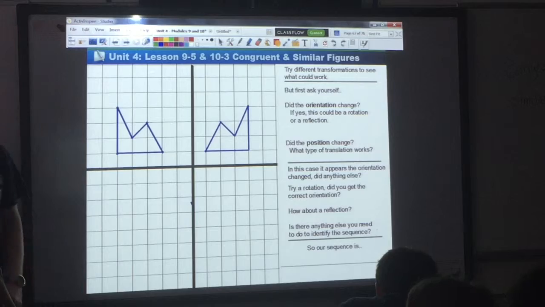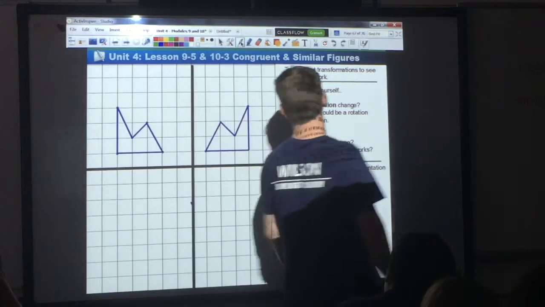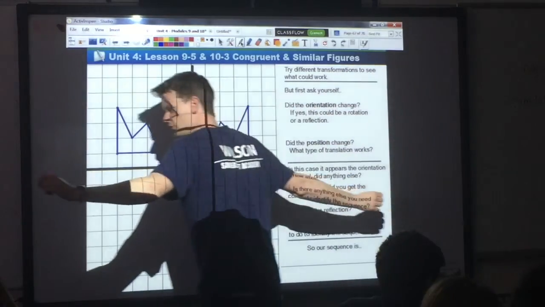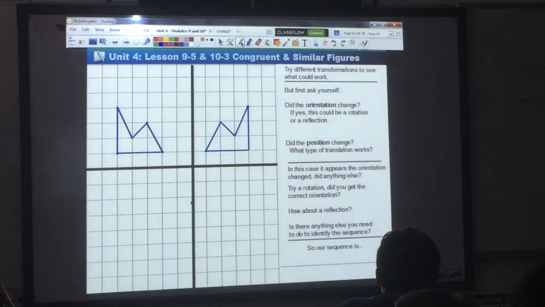Question. Wait, so when it's off a little, you just move it? You can slide. Remember, we can slide. So you just move it? Yeah, you can just move it over. Okay, that's it. It's just that simple.